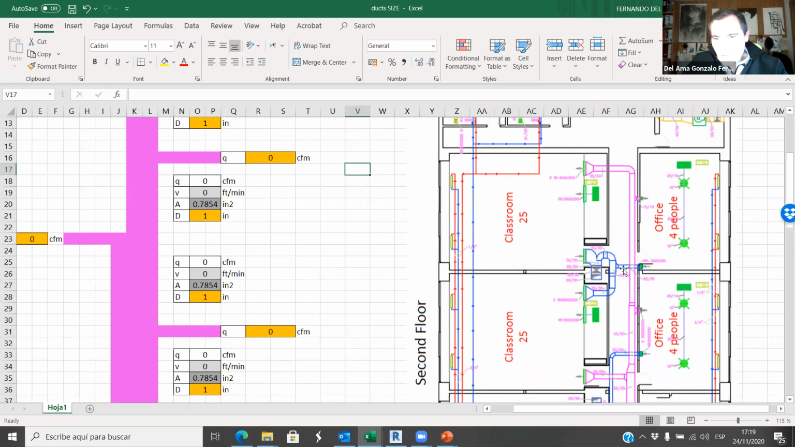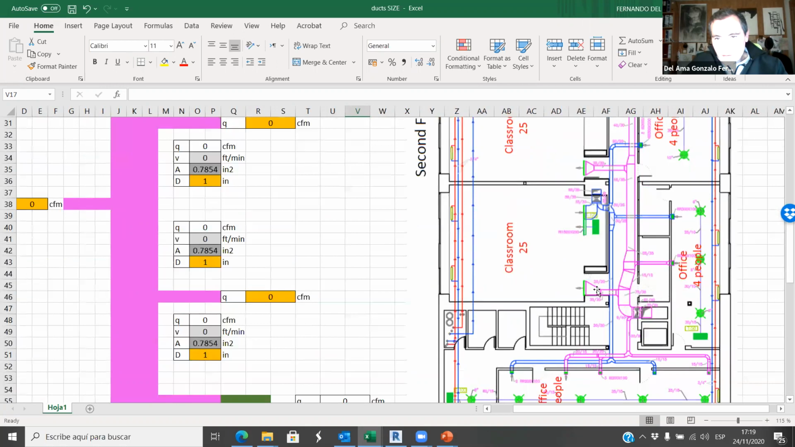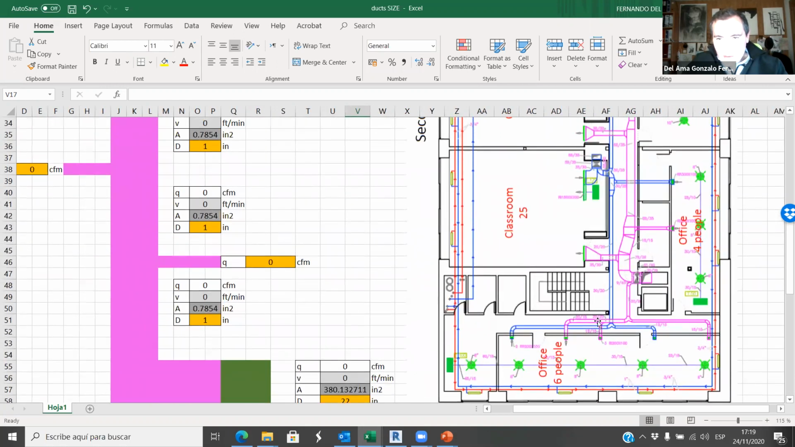So classroom, office, classroom, office, classroom, and office. And then here we have another branch with 1, 2, 3 supply diffusers for this big office. Okay, so it's a long one. So one supply diffuser wouldn't be enough. So we have 3, 1, 2, and 3.